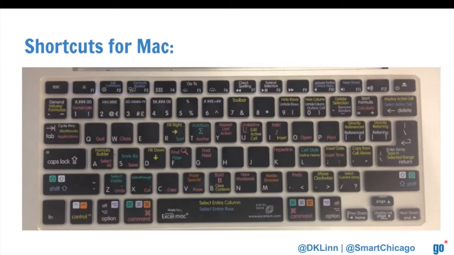Where do you get them? You can order them on Amazon. I've seen quite a few of them. If you search for Excel shortcuts Mac or Excel shortcuts PC, you should be able to see some of them on Amazon. I think they come from lots of different sellers and sources. You can probably get something used.